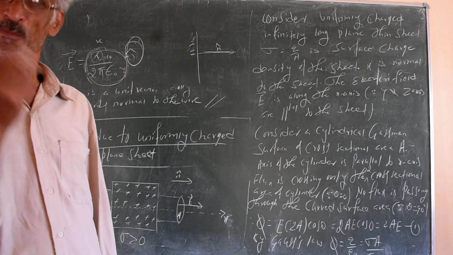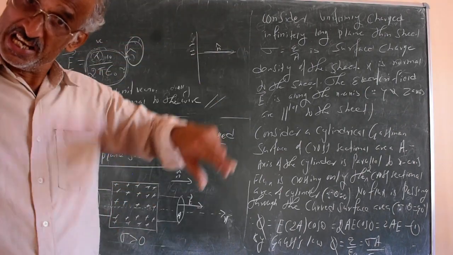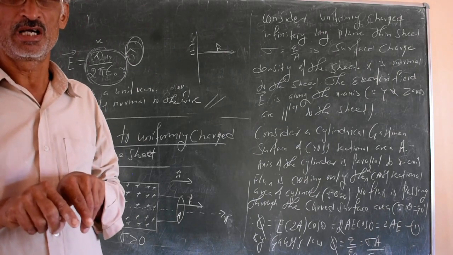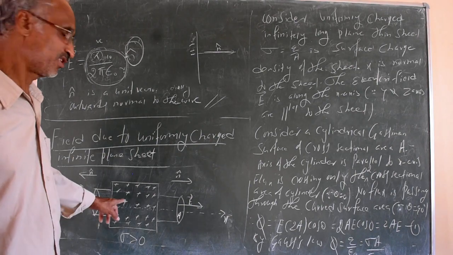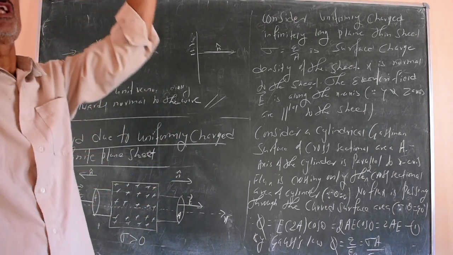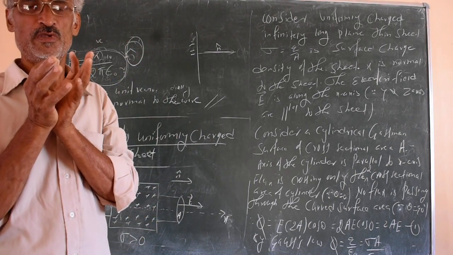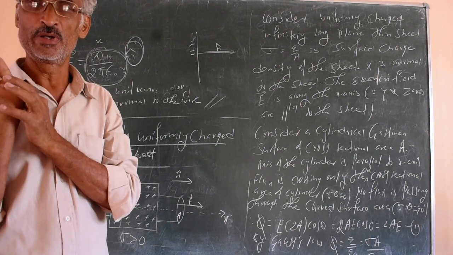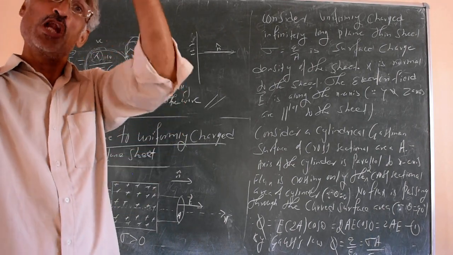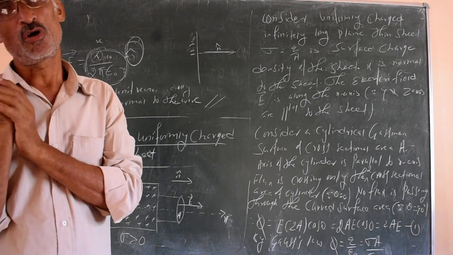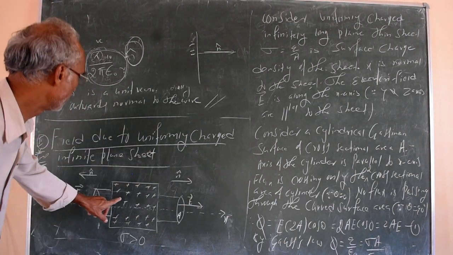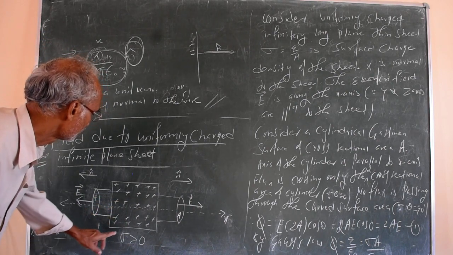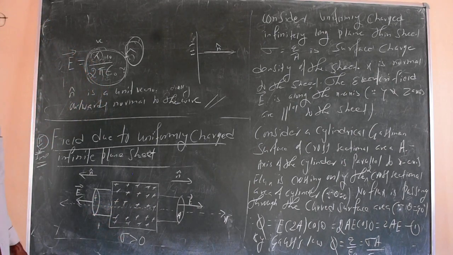The amount of charge per unit area, if the charge is spread on an area, is called surface charge density. Suppose charges are distributed in space, then the charge per unit volume is called volume charge density. So here, the charge is spread on the plate, therefore it is the surface charge density.